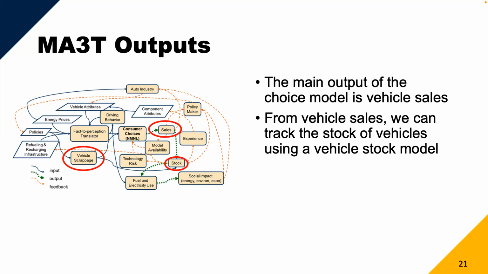Okay, and so the main output of the choice model is vehicle sales, and then from sales, right, we can track things like the stock of the vehicles, and you could employ a vehicle stock model to complement MA3T to determine the overall size of your fleet or the proportion of the overall fleet that might be transitioning to a different technology.